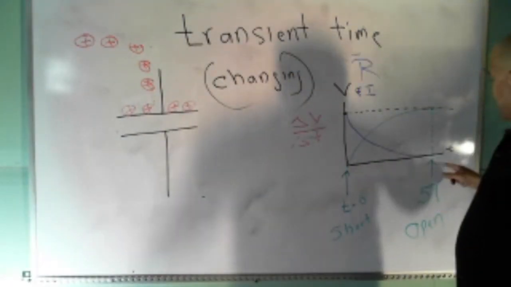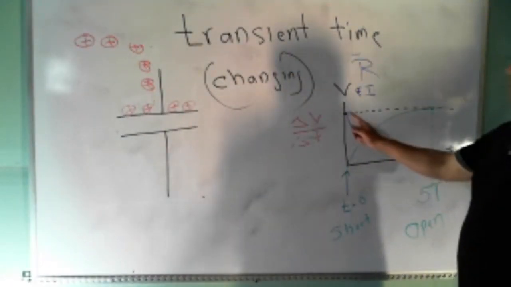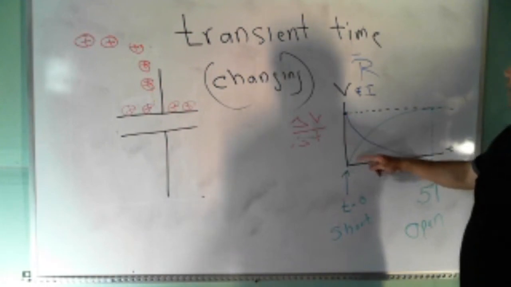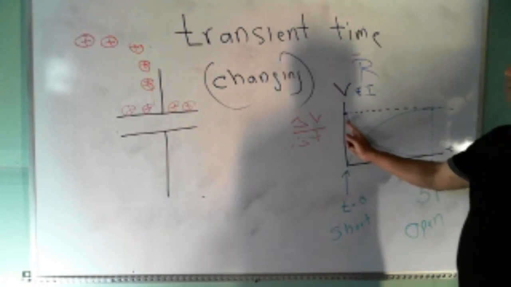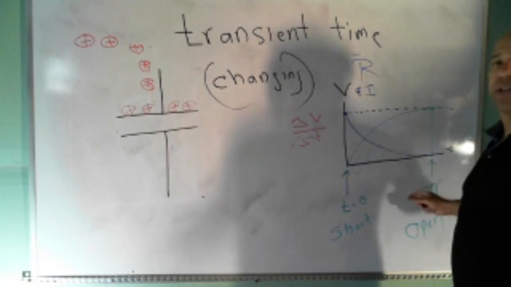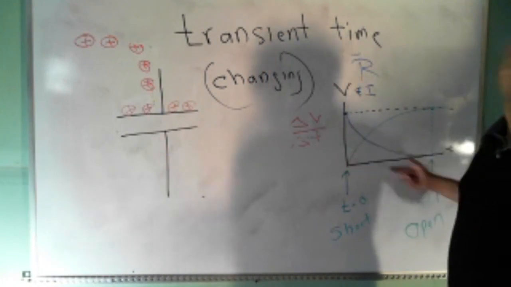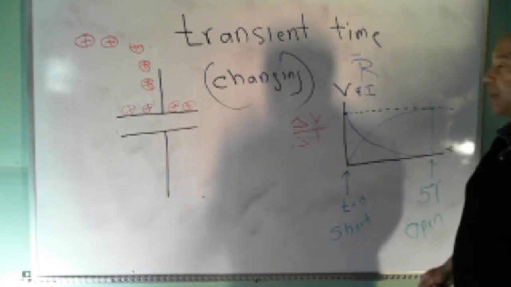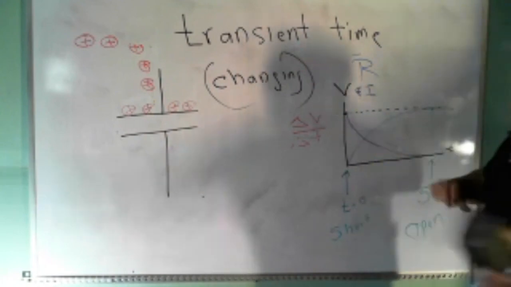So transient time gives you a hint that things are changing between T0 and T5 tau. The voltage across the capacitor is increasing. The current through the resistor is decreasing, and you don't know it yet, but the voltage across the resistor is also decreasing. You saw that from the circuit. So in the transient time, things are changing.